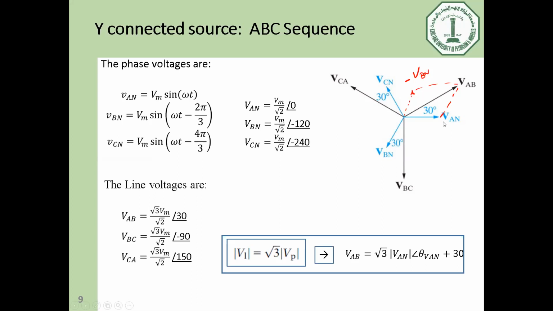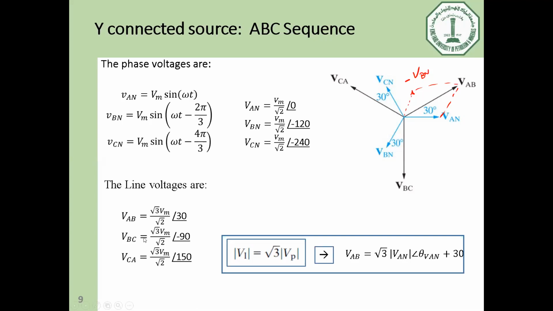So VAN at angle 0, add 30, so it will be at angle 30 degrees. The same applies to the other line voltages. So for VBC, how can we calculate VBC? VBC equals VBN multiplied by square root of 3 and add 30 degrees to minus 120.